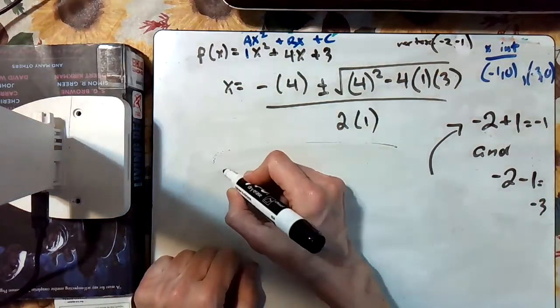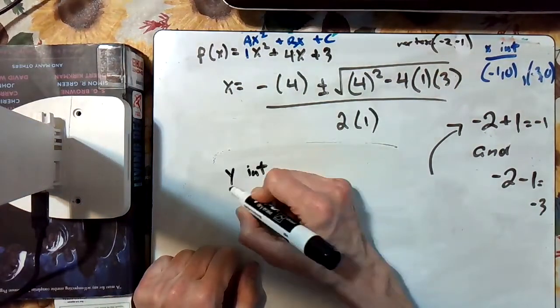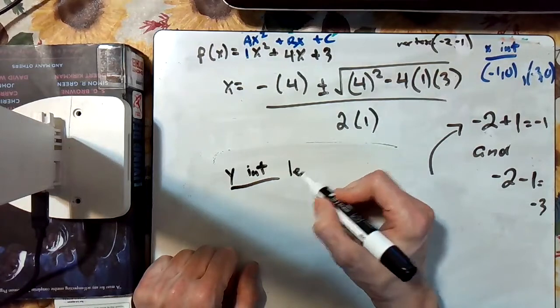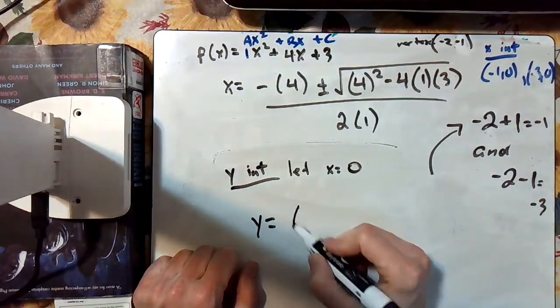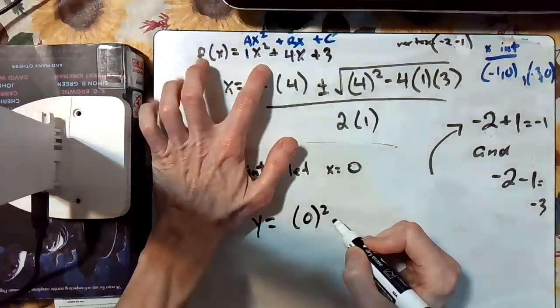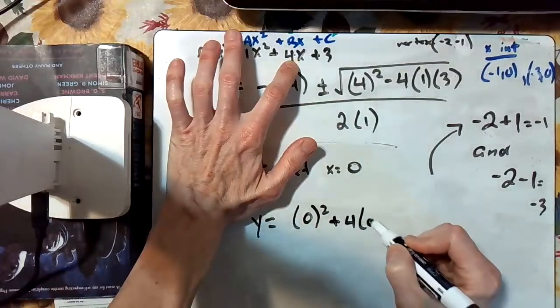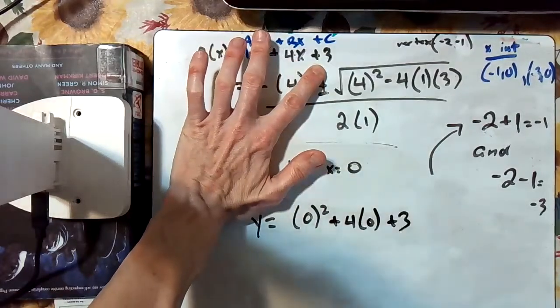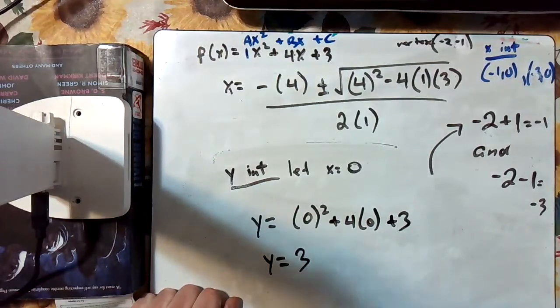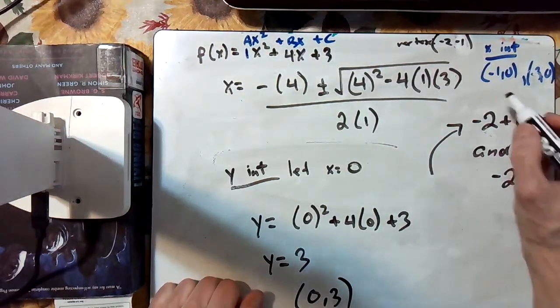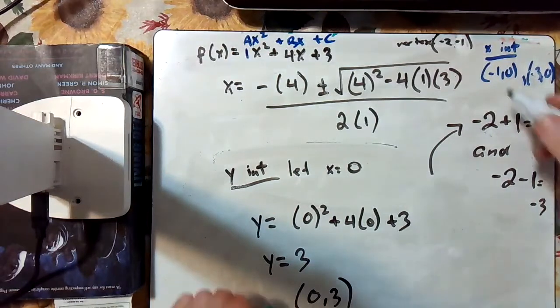Now the next step is to find the y-intercept, right? So remember, for the y-intercept, what do we do algebraically? We let x equal 0. So if we plug 0 in for x, this is super easy because it's 0 squared plus 4 times 0 plus 3. Okay, so now we get y equals 3. What is that as a point? That is (0, 3). Just like that. I'll make a little note.